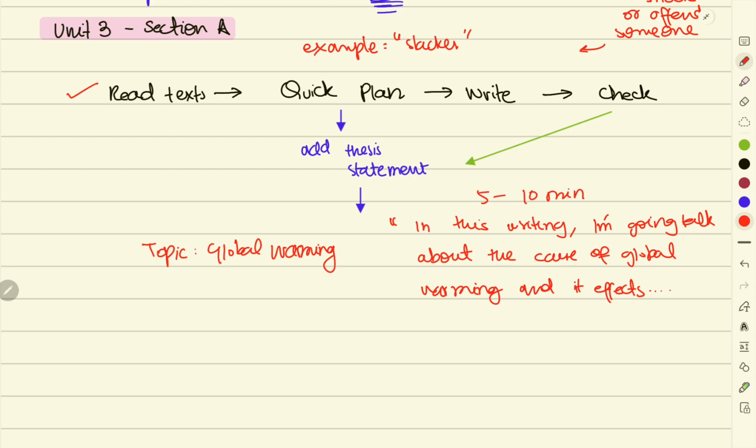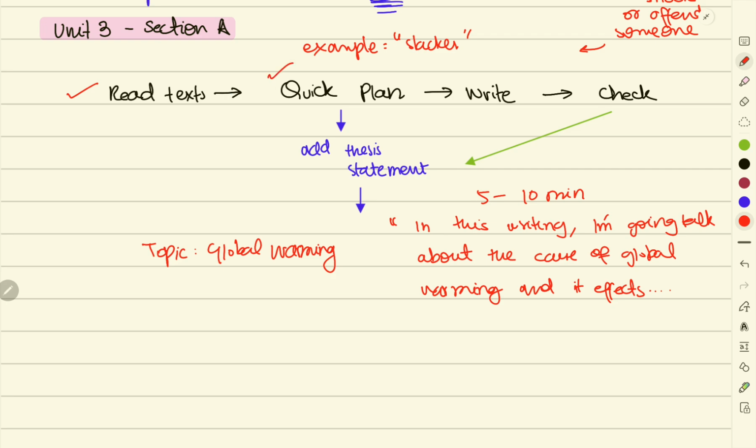It really gives your writing a meaning, in a sense, like your intention with the text. You start writing and you keep going back to the thesis statement and you're like, am I doing this? While you're writing, go back to the thesis statement and check, am I achieving my purpose or not? So that's the first step, is that you read the text.